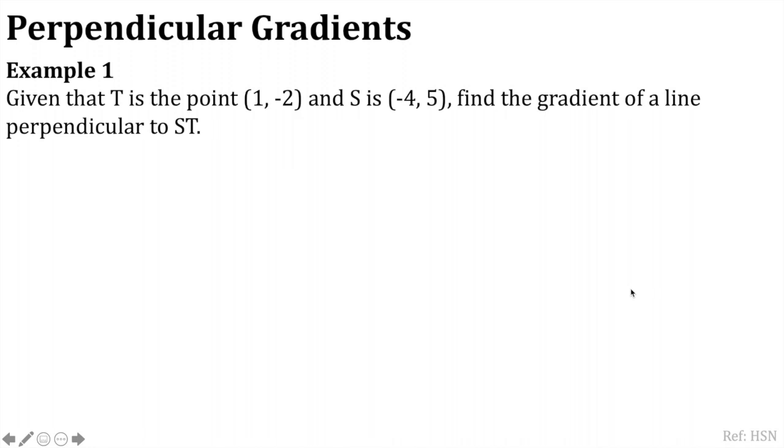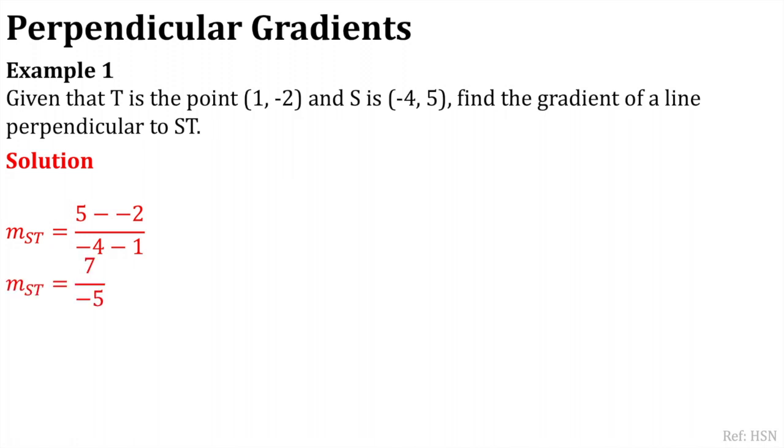Okay, so let's look at an example. Given that T is the point (1, -2) and S is (-4, 5), find the gradient of a line perpendicular to ST. So the solution then, we first need to find the gradient of ST. Remember, it's the change in your y coordinates over the change in your x coordinates. So that's 5 minus negative 2 over negative 4 minus 1. So that gradient is 7 over negative 5, which written correctly is negative 7/5.